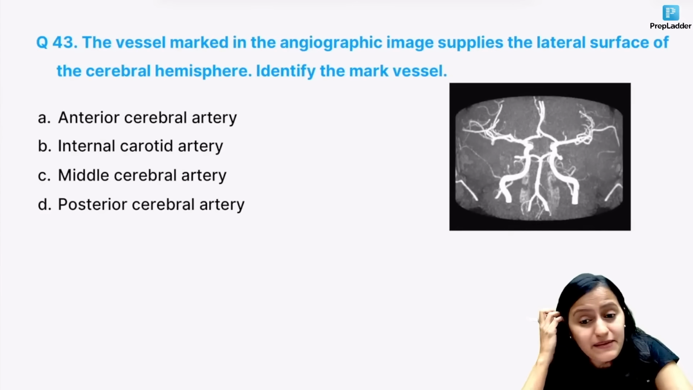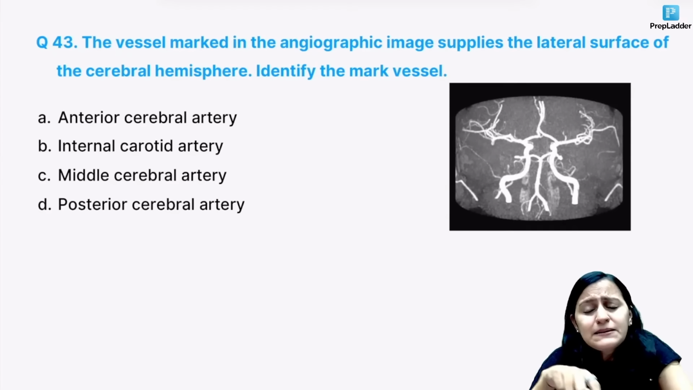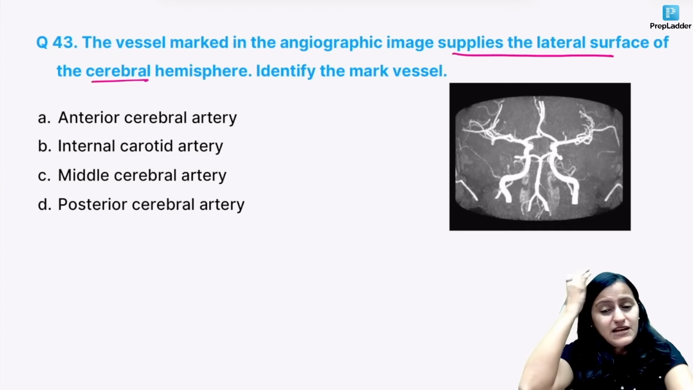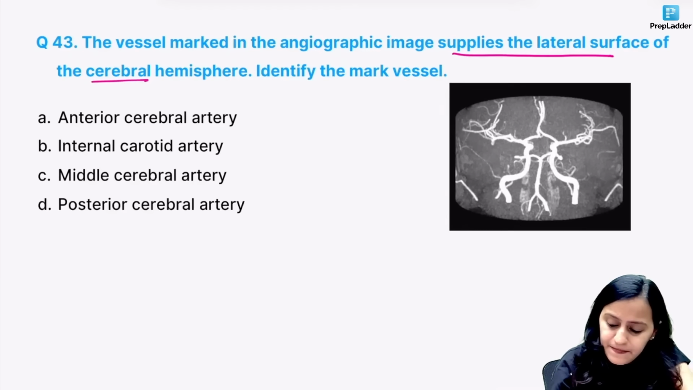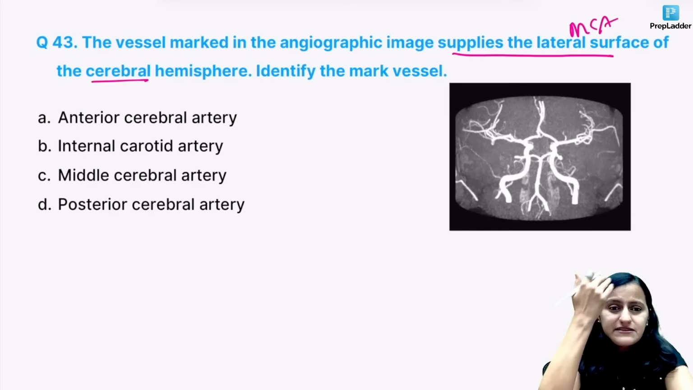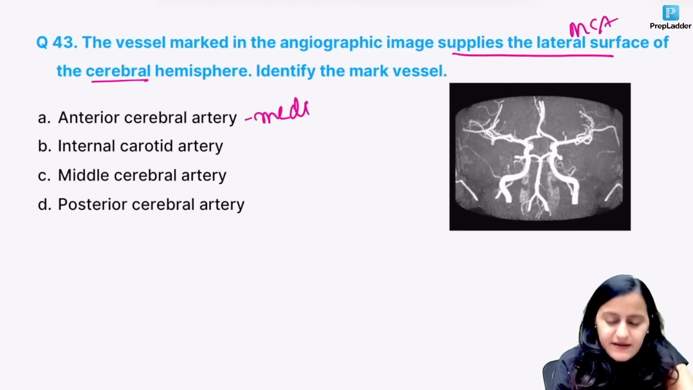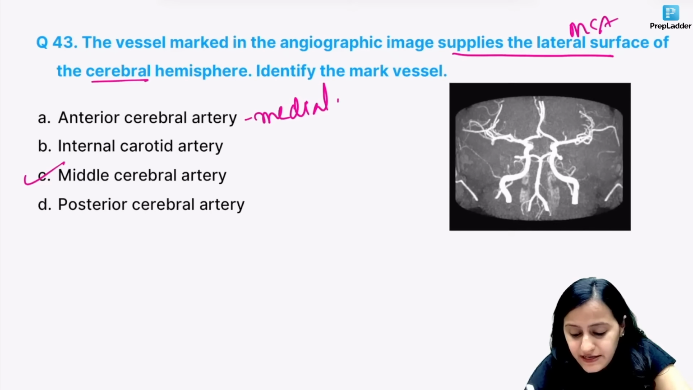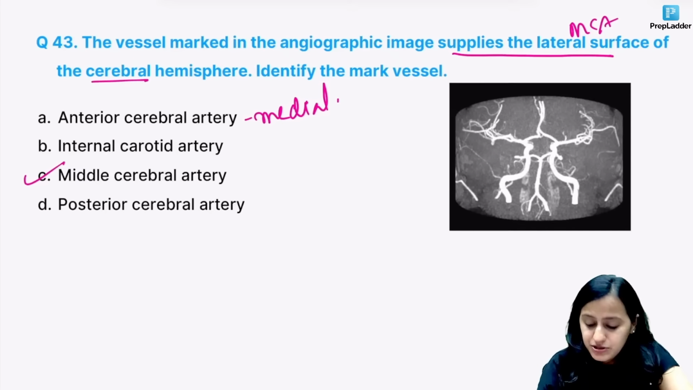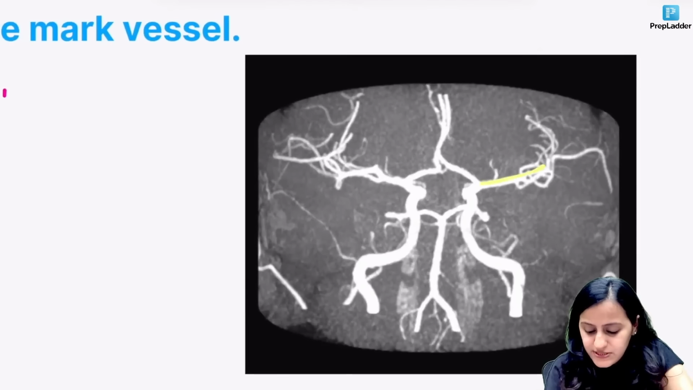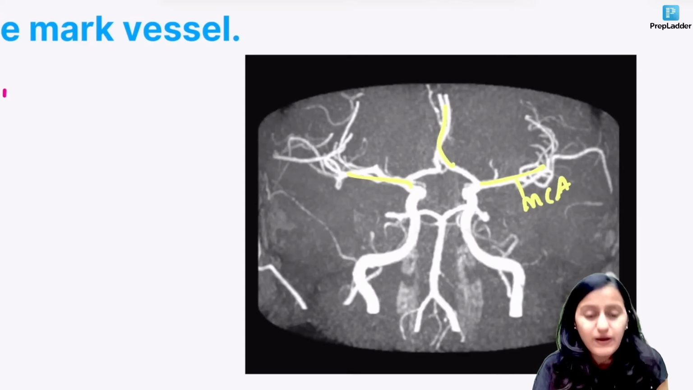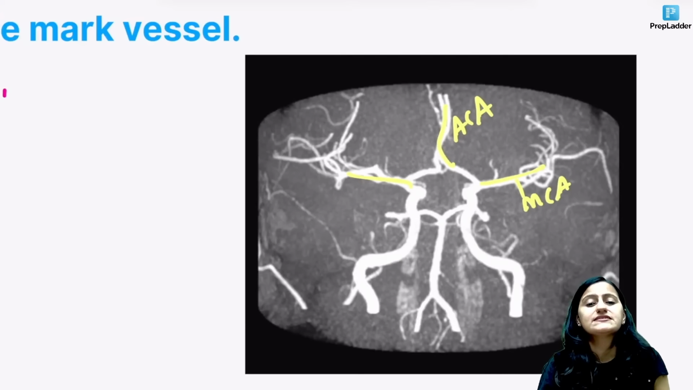I mean, at least in the image that I've got, the vessel has not been marked, but you have a clue there. It supplies the lateral surface of the cerebral hemisphere. The lateral surface of the cerebral hemisphere is predominantly the MCA. The medial surface is the ACA, right? So based on this, you can think that they're talking about MCA. If I asked you to identify MCA in this MR angiogram, so the one which goes horizontal laterally, that is the MCA. The one which goes anterior is the ACA.